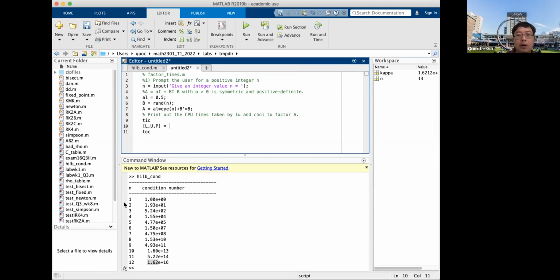[L,U,P] equals lu of A. This one is the time taken for the LU factorization. Do not forget the matrix P here. Somebody forgot the matrix P, and the matrices L and U will not be correct. Some people got complaints from MATLAB Grader, because if you put in only L and U, MATLAB Grader will check and see that your L and U differ from the output of the LUP. So now you do the same for Cholesky factorization. This one is LU factorization, but how about Cholesky factorization? What is the command?